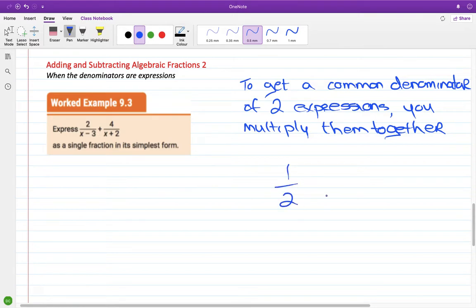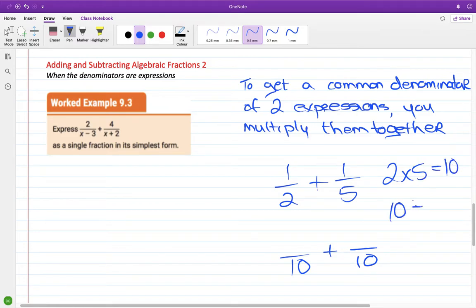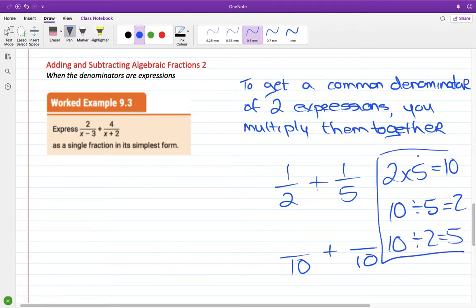Like if I had 1 over 2 plus 1 over 5 and I was trying to find a common denominator, if you just multiply 2 by 5, you get 10. And the fact that you multiplied 2 by 5 to get 10 means that 2 must divide into 10 and 5 must divide into 10. So you can divide the 10 by the 5 and you'll get back the 2, or you can divide the 10 by the 2 and you'll get back the 5. Okay, so they're all kind of combined. We use that to get a common denominator of expressions, okay?